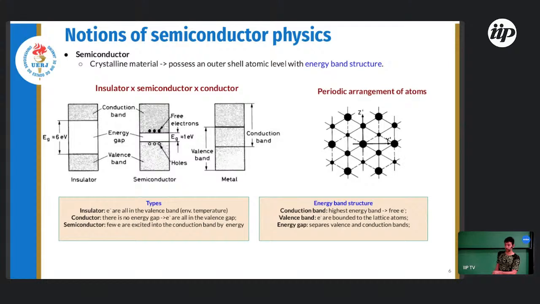The conduction band is the highest level of energy in the insulator, semiconductor, or metal. And in the conduction band, the electrons are free to move, okay? While in the valence band, the electrons are bound to the atoms. In this case, they are not free to move as they are bound. And then we can compare three different types of material to understand these three concepts.